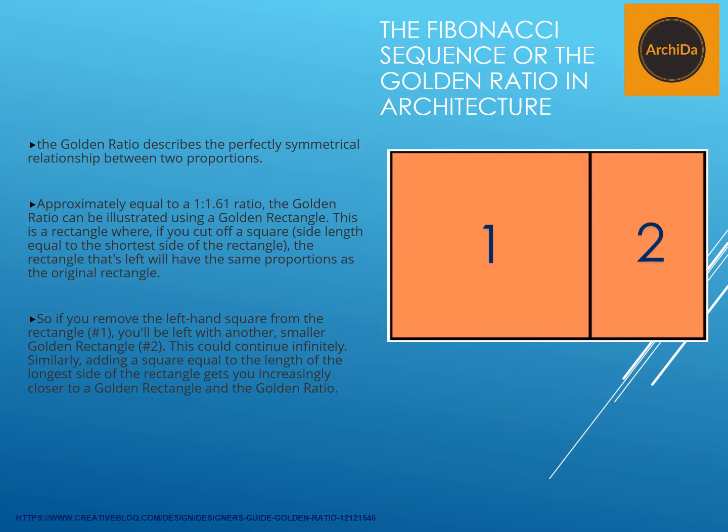So, if you remove the left-hand square from the rectangle, which is indicated as number 1, you will be left with another smaller golden rectangle, which is indicated as number 2. This could continue infinitely. Similarly, adding a square equal to the length of the longest side of the rectangle gets you increasingly closer to a golden rectangle and the golden ratio.